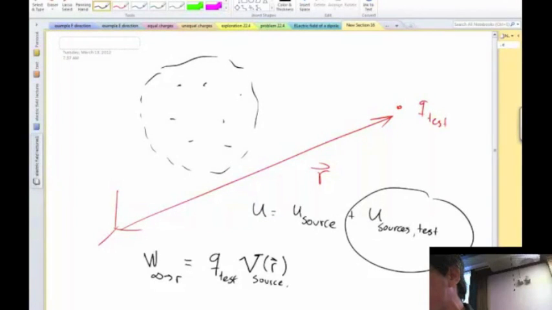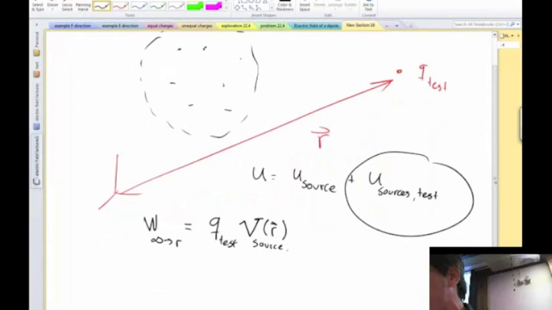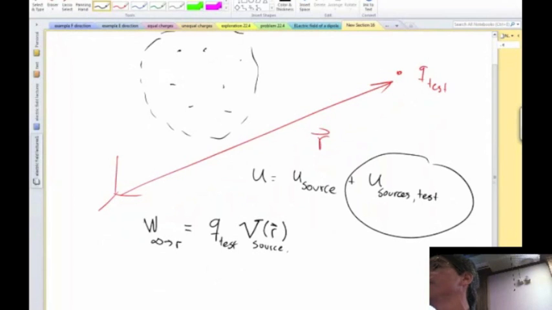So if there's only one charge in this source region, then the potential energy, we know how to calculate it, and therefore the electric potential will also be easy to calculate if you only have one. That means in the summation that I just showed you before, you only have one term, right?